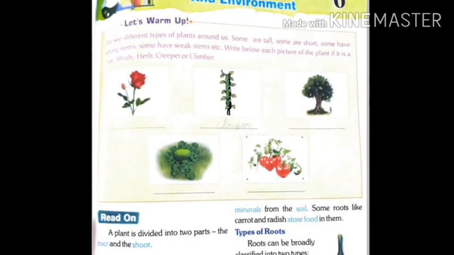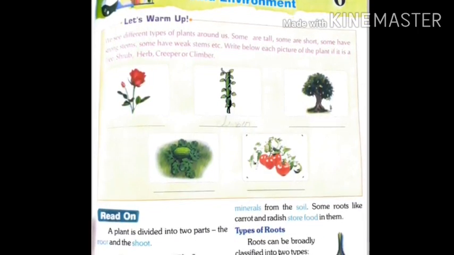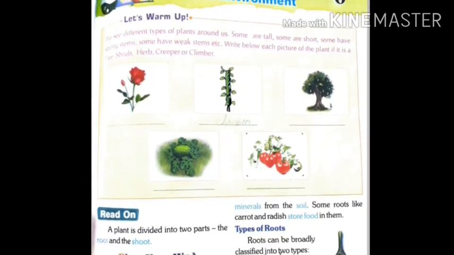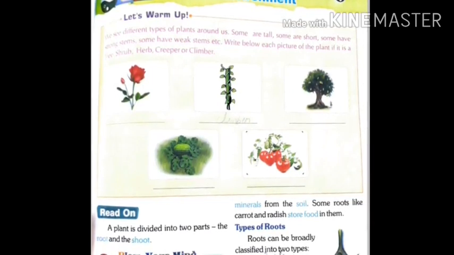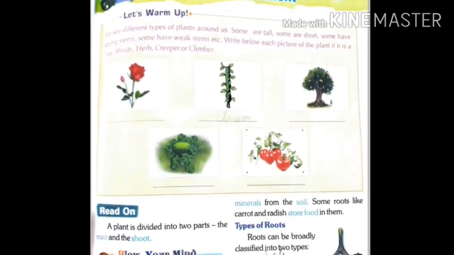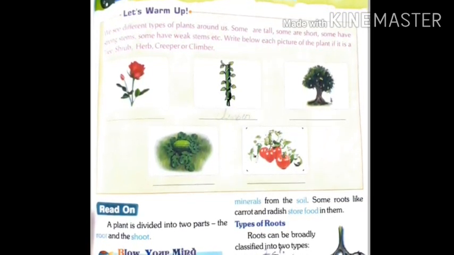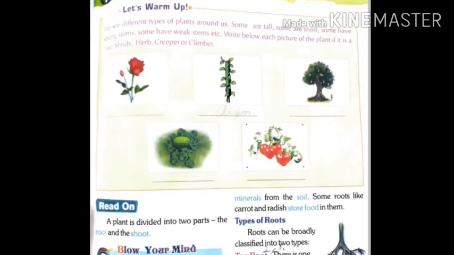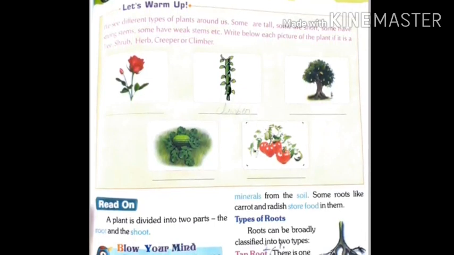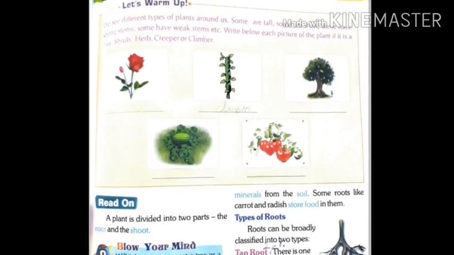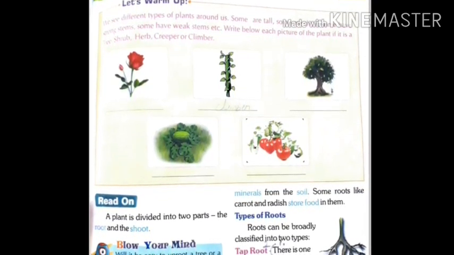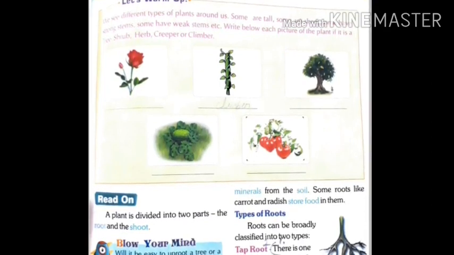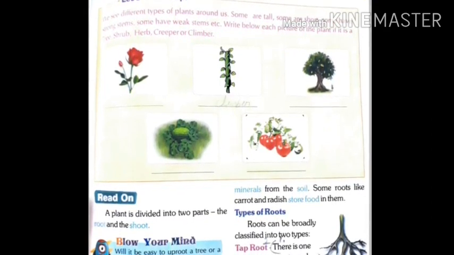Now see root. Root is the part of a plant that remains under the ground. Root is always present under the ground. They fix the plant in the soil and absorb water and minerals from the soil. Some roots like carrot and radish store food in them.